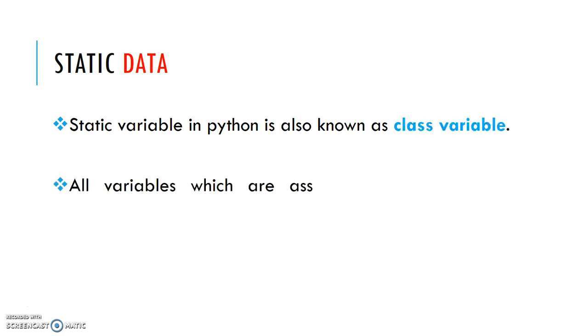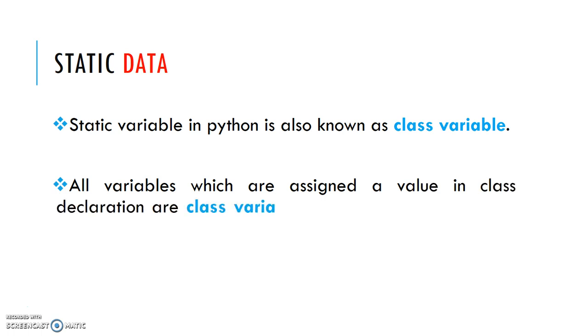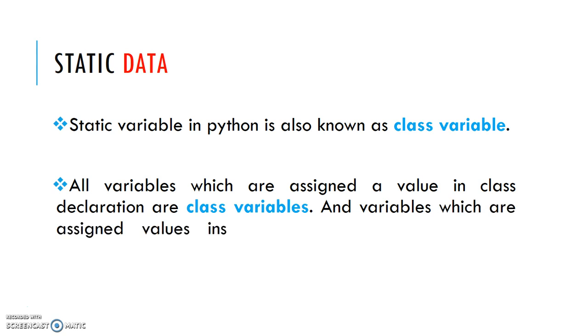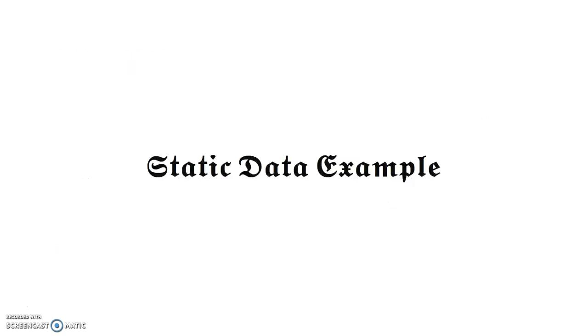All variables which are assigned a value in a class declaration are class variables, and variables which are assigned values inside class methods are instance variables. Let's see an example of static data.